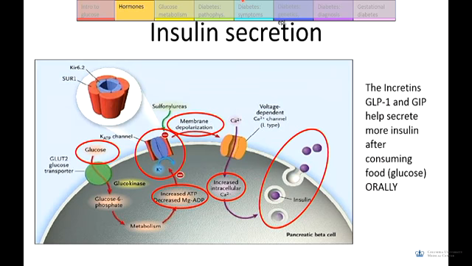After you're fed, you have high glucose in your blood, it goes into the pancreatic beta cell, and you have all this glucose so they can make all this ATP. You have high intracellular ATP to activate this potassium ATP channel, which depolarizes the cell, allows a calcium influx, which pushes the insulin out. Basically, glucose comes in, feeds the pancreatic beta cell, and it releases insulin in the fed state. Incretins, GLP and GIP, help secrete more insulin after an oral glucose load.